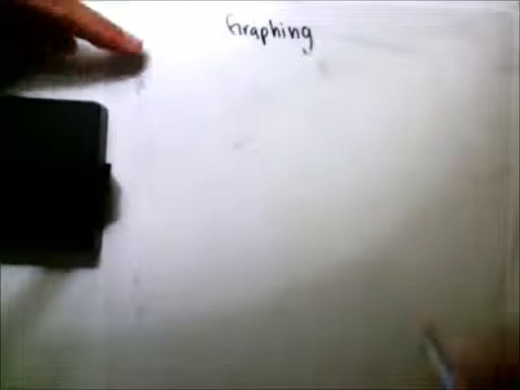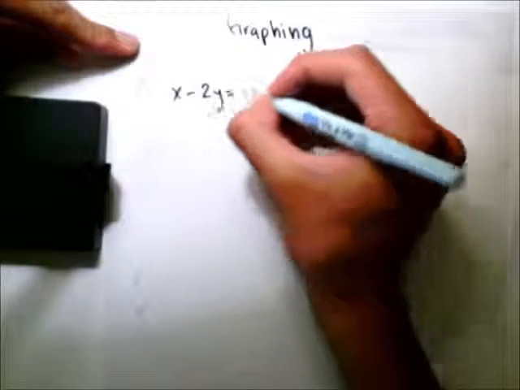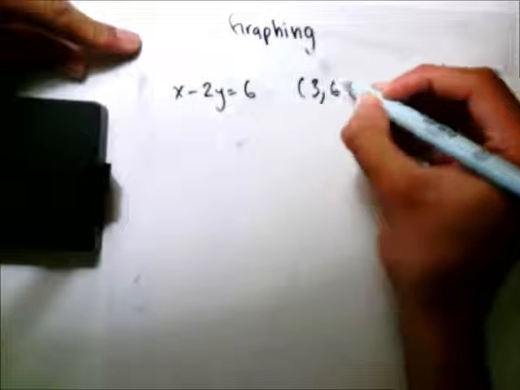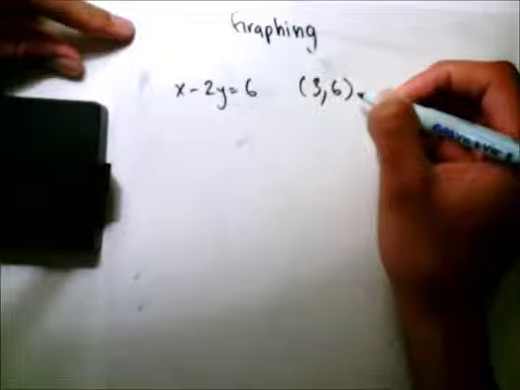Alright, so for the next set of things you were asked, you wanted to know whether a given ordered pair is a solution of a given equation. So let's begin with just some random equation, x minus 2y is equal to 6. And we want to check if the value (3, 6) is a solution to this equation.